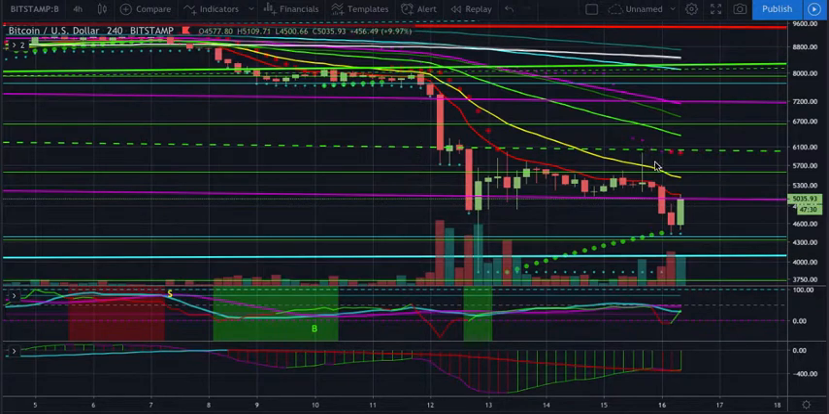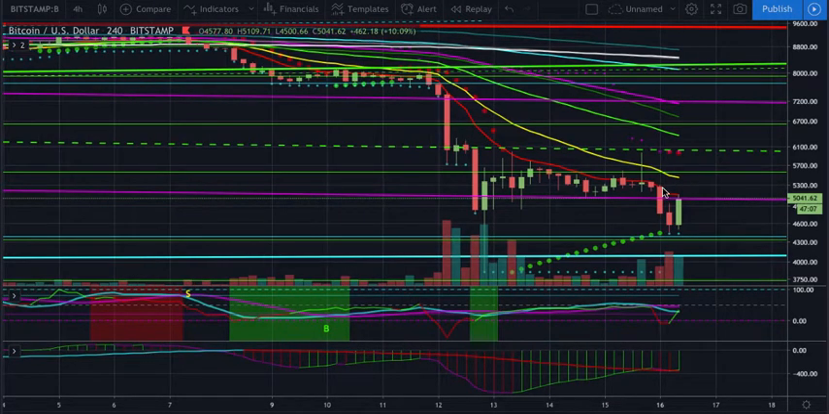All right, so we got that breakdown from what I had identified as a descending triangle. Like I said, we essentially got that stab up, fake out, liquidity grab, whatever you want to call it, which slingshotted us back down and gave us the power we needed to break that support line, which is obviously the bottom of the channel that we've been watching this whole time.